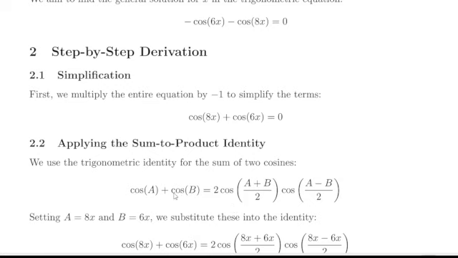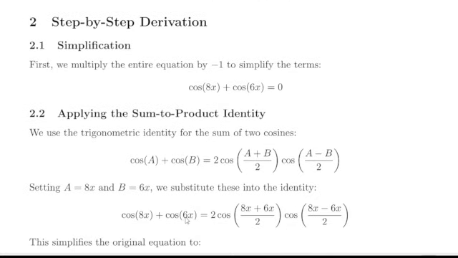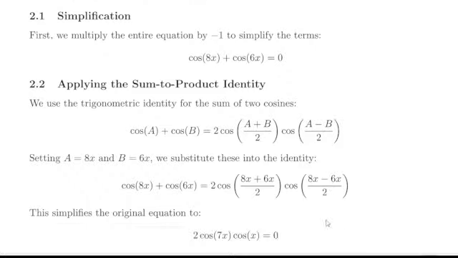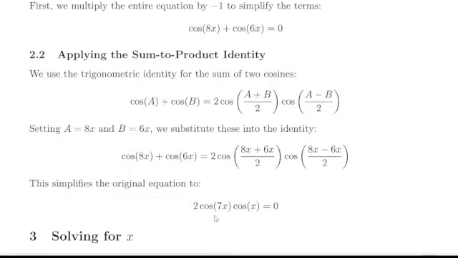So cosine of a plus cosine of b is equal to 2 cosine a plus b over 2 times cosine a minus b over 2. Replace a with 8x, b with 6x. We have 2 cosine 8x plus 6x over 2 times cosine 8x minus 6x over 2. That simplifies to just 2 cosine 7x times cosine x equals 0.